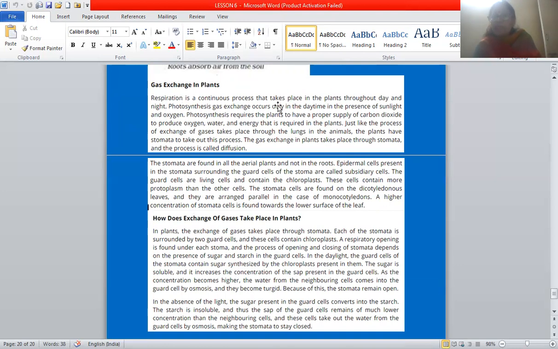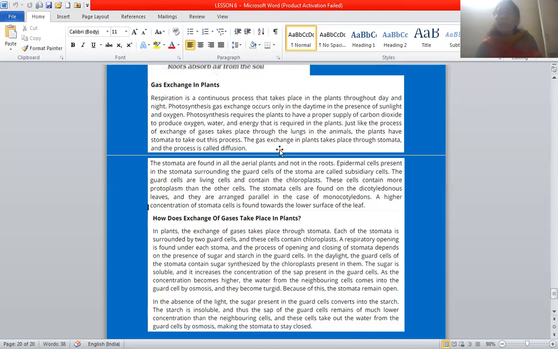Respiration is a continuous process that takes place in plants throughout day and night. Photosynthesis gas exchange occurs in the daytime in the presence of sunlight. Photosynthesis requires the plant to have a proper supply of CO2 to produce oxygen, water, and energy required in the plants. Just like the exchange of gases takes place through the lungs in animals, the plants have stomata to carry out this process.